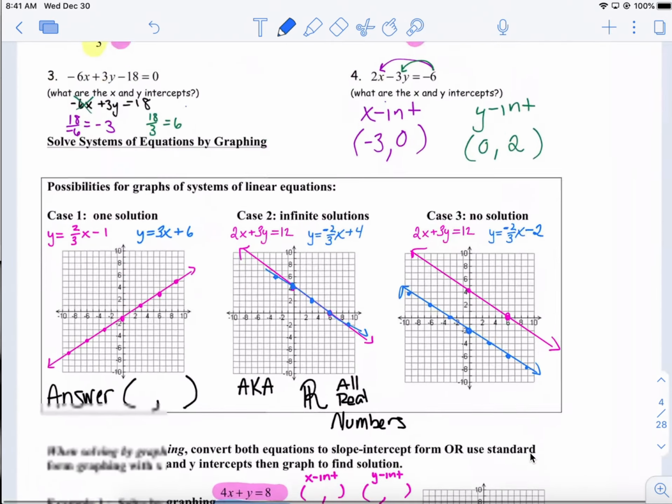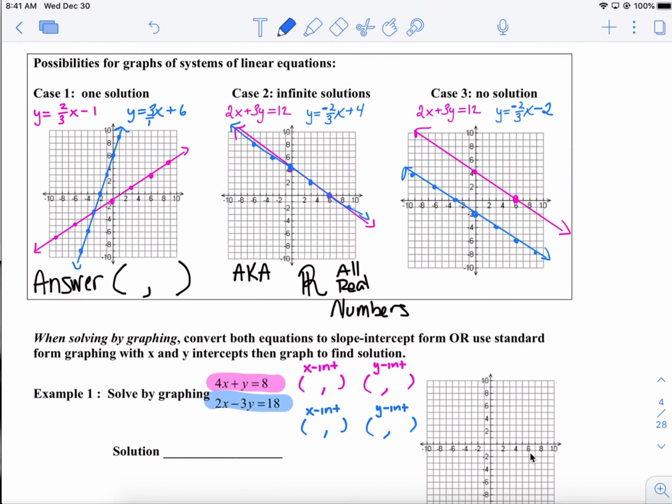All right, let's pause the screen for just a second. Make sure you have those graphs written down before we talk about answers. All right, speaking of answers, you will have one solution if the lines cross. That means you would name the point where they cross. In this case, it's -3, -3. It's that point right there.